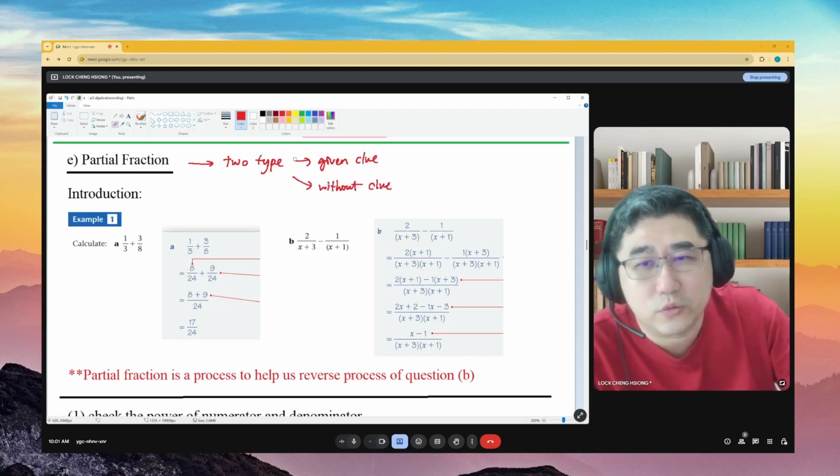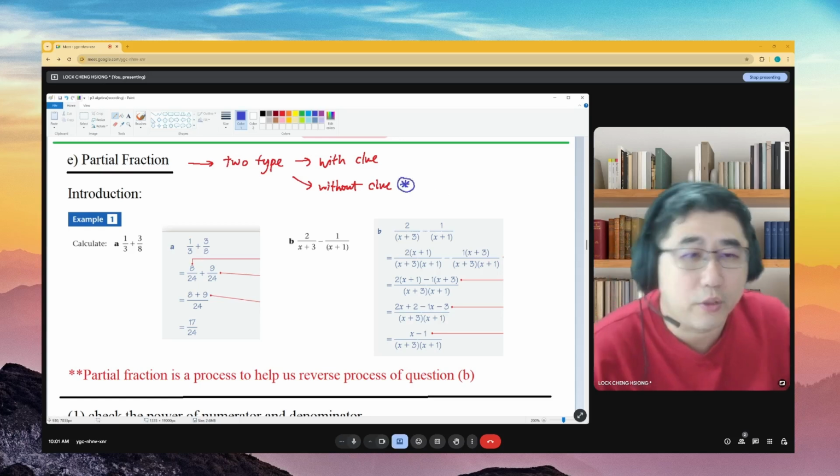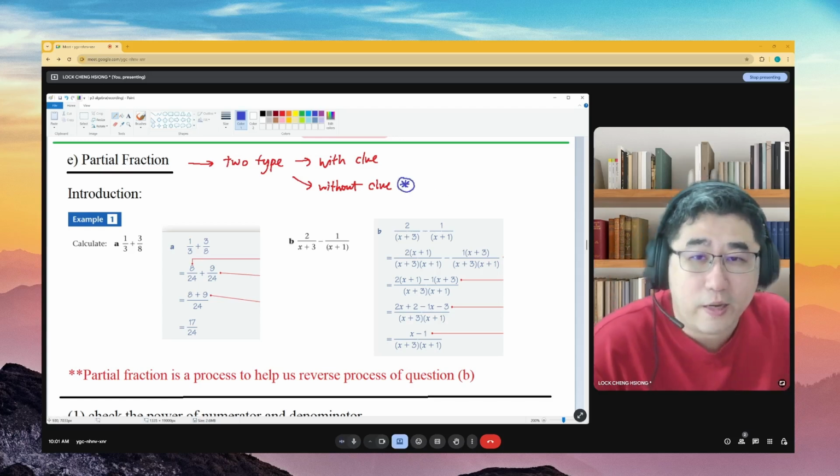Okay, so put it this way, with clue, without clue. So the method I'm going to show you is the one without clue, because we cannot assume all the time that the question gives you the clue. So you have to practice the partial fraction part without clue.